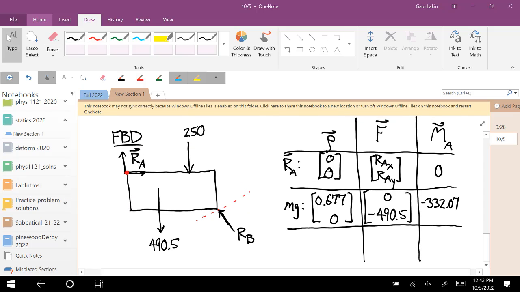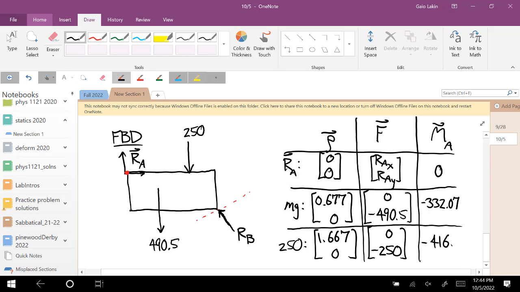And then the distributed load, the 250. The x component of that is 1.667. I'll write it 1 2/3. What's the y component? It doesn't matter. 0 is what it would be, but you could put anything for that and it won't come into it. The force is 0, negative 250. Cross product is negative 416.75.